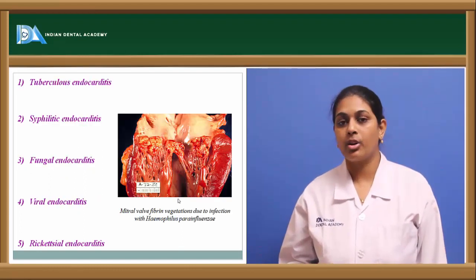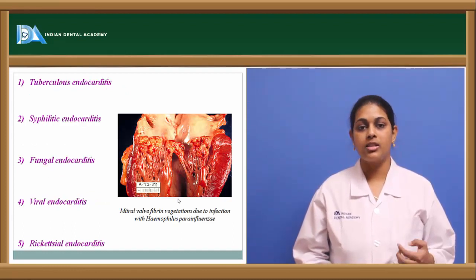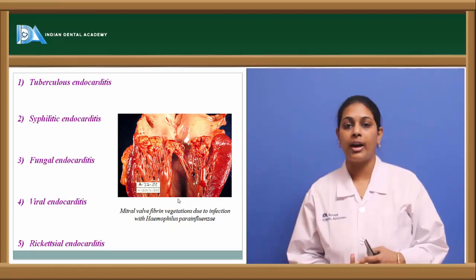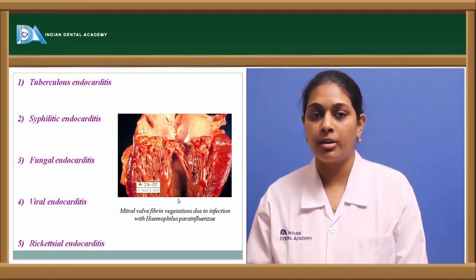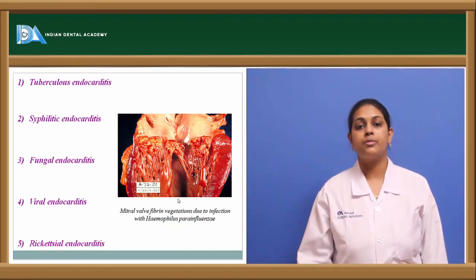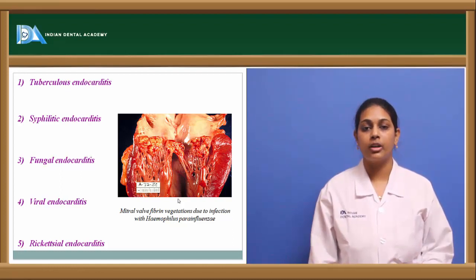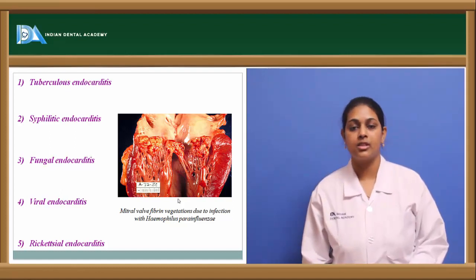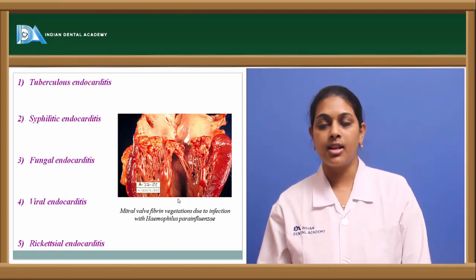Coming to the types of bacterial endocarditis, these are based on the microorganism and the species. Usually we find tuberculous endocarditis, which is because of Mycobacterium tuberculosis. This mycobacteria might result in formation of tubercles, and tuberculous thromboembolisms can also be seen in cases where endocarditis is caused by tubercle bacilli. In syphilitic endocarditis, because of the Treponema pallidum species, this results in endocarditis.